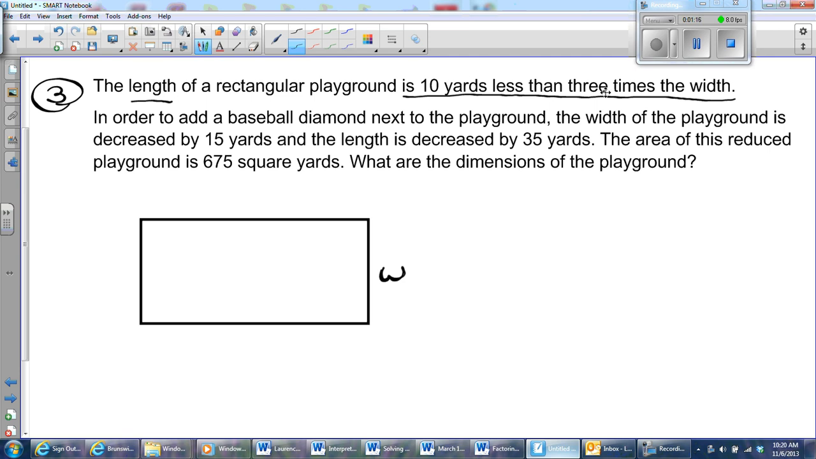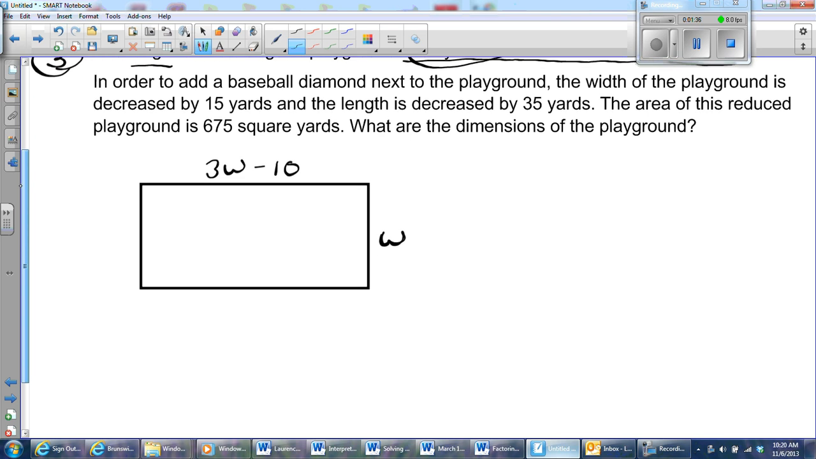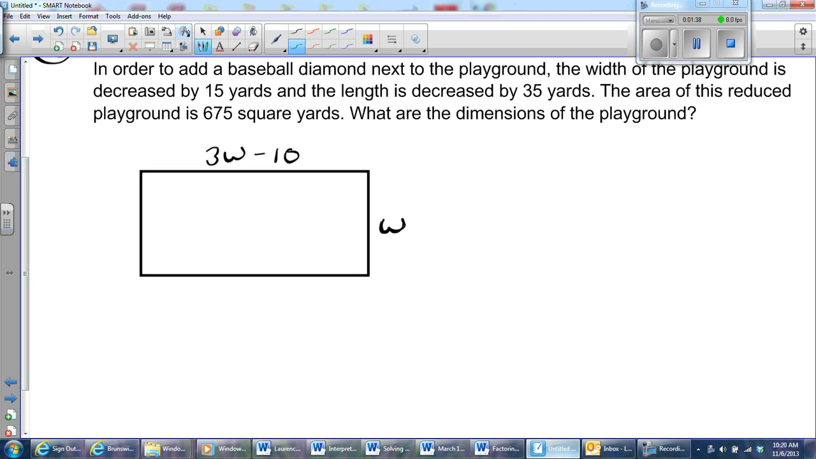So I'm going to do to the width what this underlined part right here says. First, I need 3 times the width, or better yet, 3W. Now I need 10 yards less than 3W, so I will take away 10 from that answer. Okay, so that is the original playground. Now, what's going to happen is they are going to add a baseball diamond next to the playground. The width is going to be decreased by 15 yards.